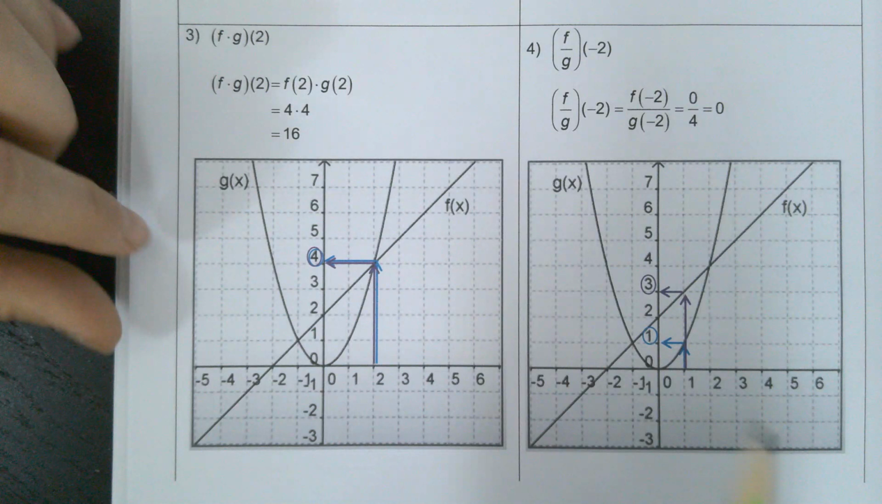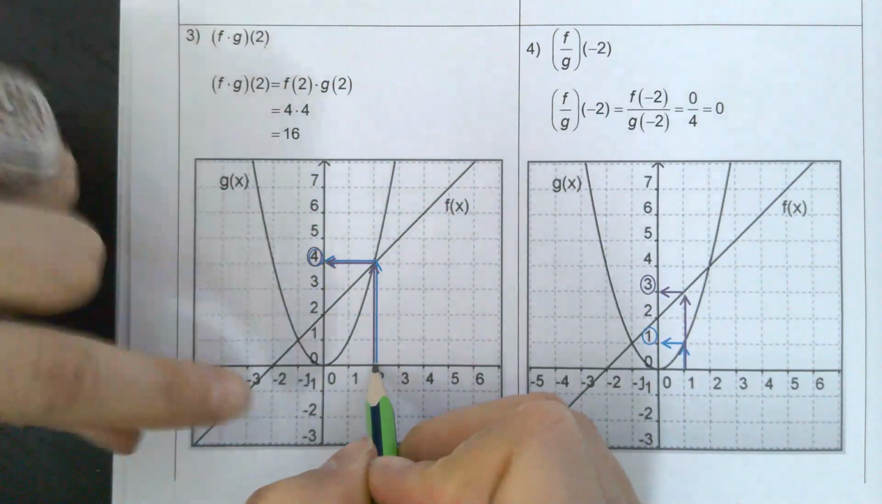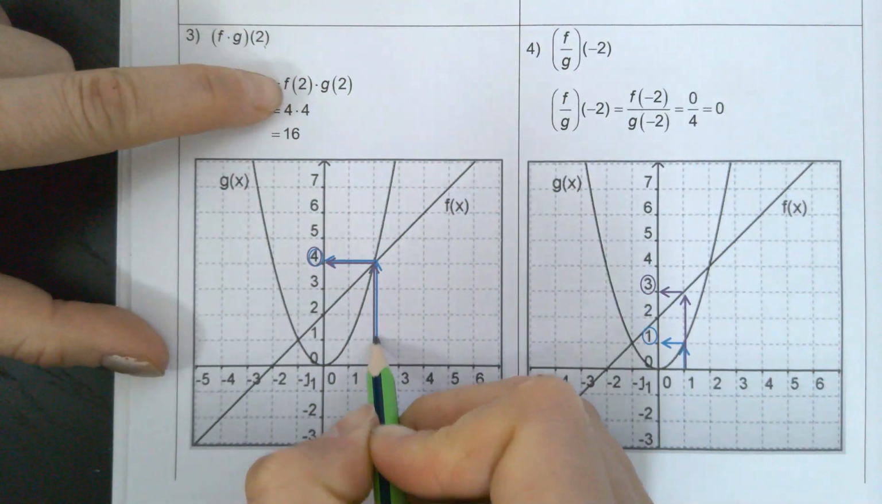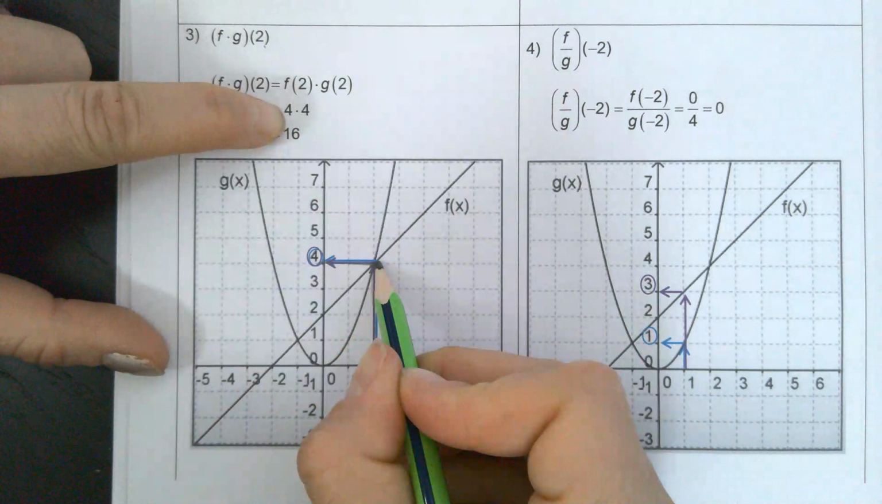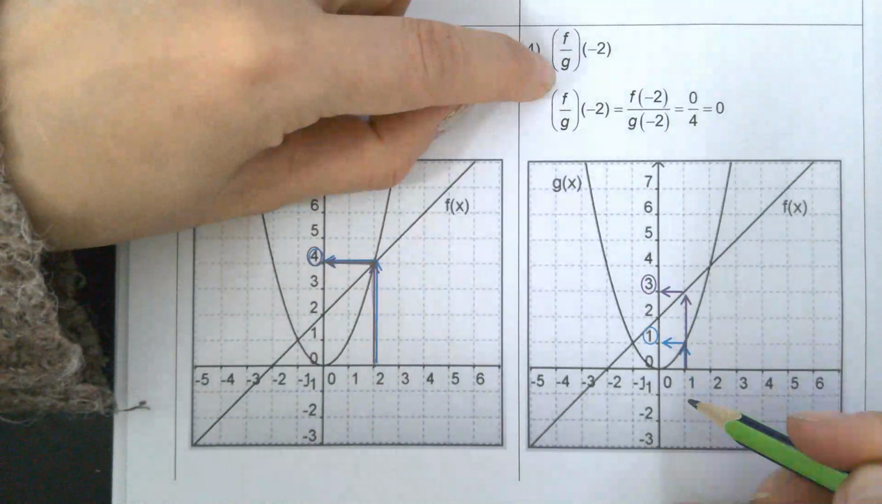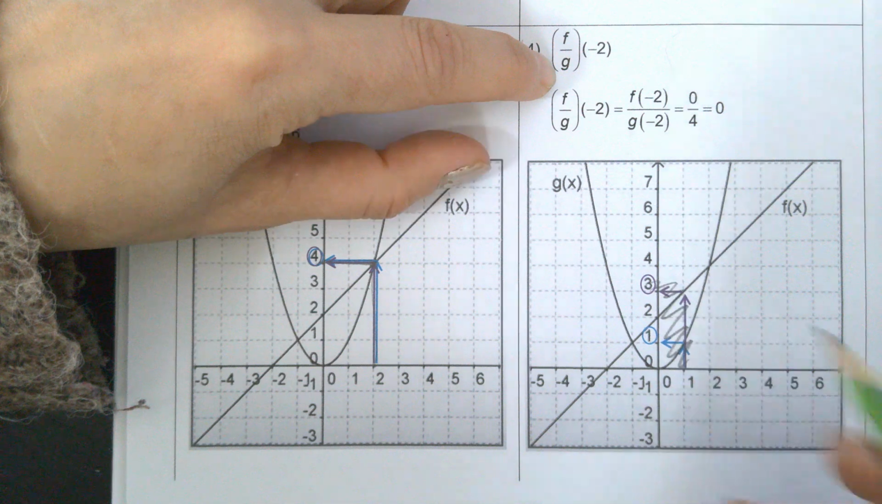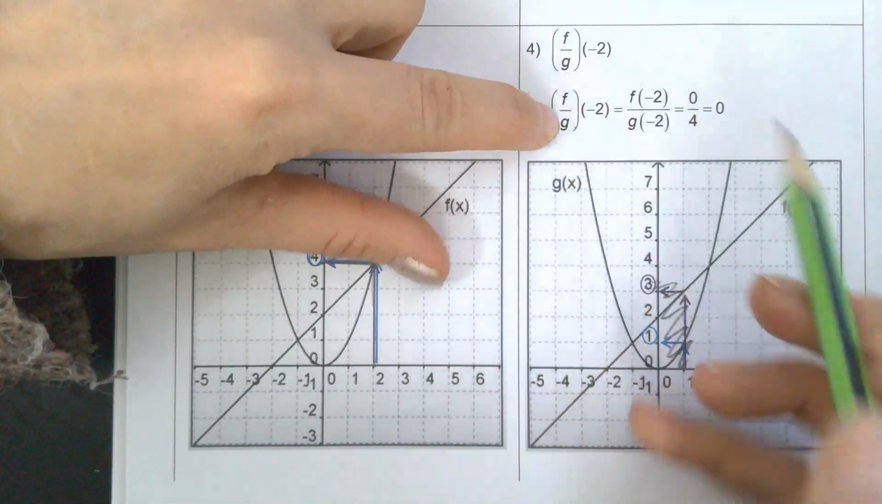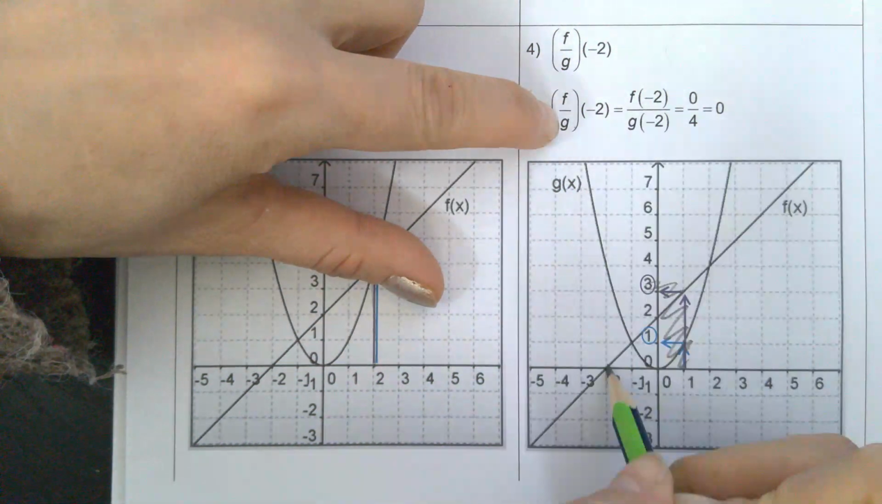Let's apply them at 2. So if x is 2, I'm going to go up to the straight line for f, and it's 4. Oh, they're both at the same spot. g of x is also 4, so it's 16. Now we go start at negative 2. Oops, these are the wrong lines. So it says go to negative 2. So I'll have to fix that.